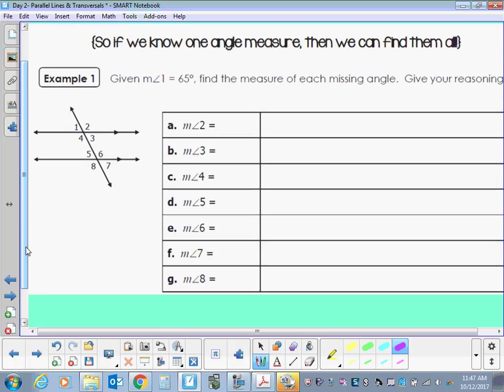All right, what number 1 tells us is that if we have one angle measure, we can find out all the others.